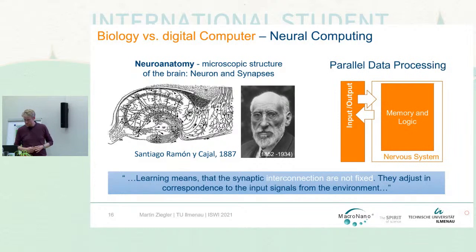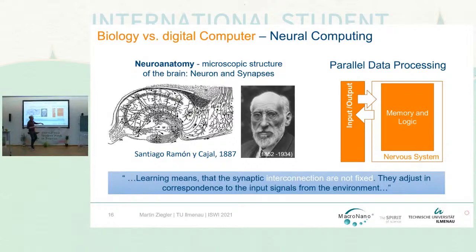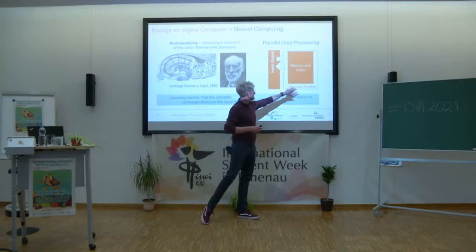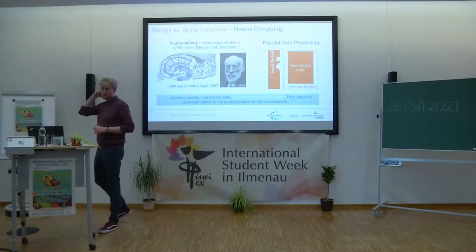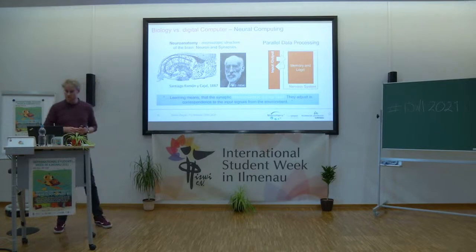To bring this into a very rough picture of an architecture, this is what you see here on the right-hand side. Here, memory and logic are no longer separated. They take place in the same part, and we call this the nervous system. What our brain is doing is massive parallel computing, decentral and parallel. This is the main difference to the computer.